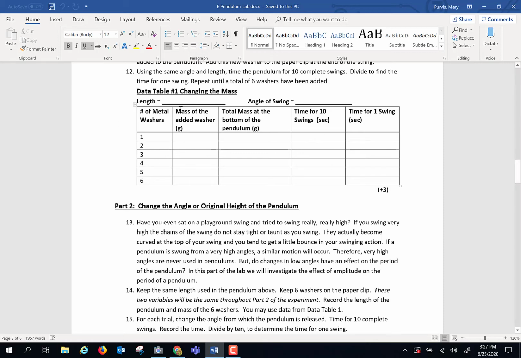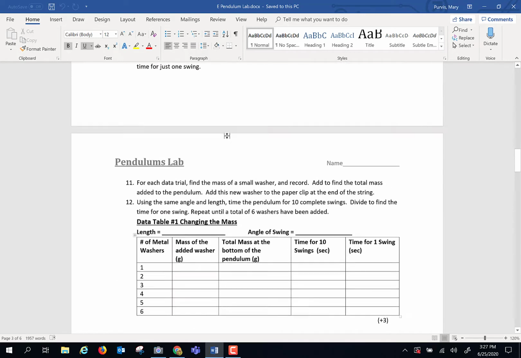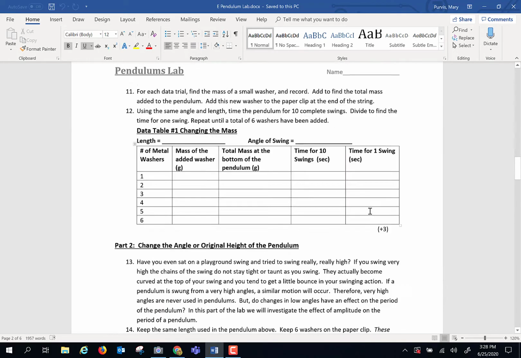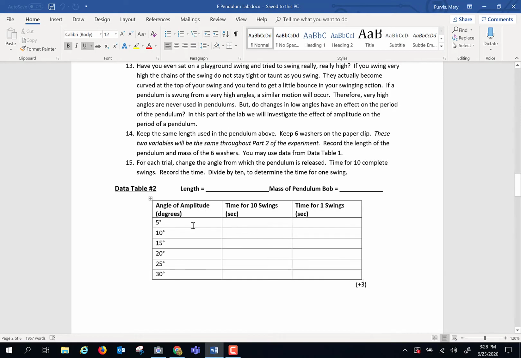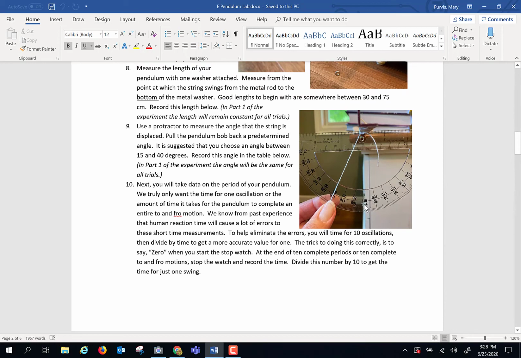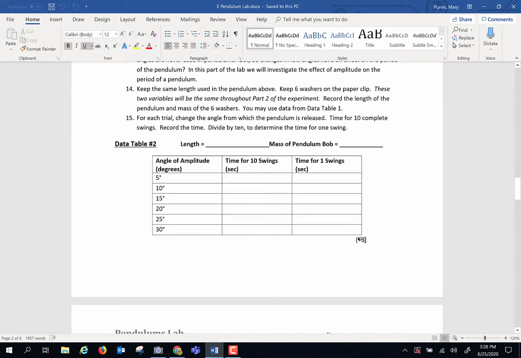So the first part of the lab, you're going to change the mass hanging on the end of the pendulum. The second part of the lab, you are going to change that angle. So if you swing it from a little angle or swing it from a big angle, what effect does that have? So I'm going to ask you to start with a small angle, 5 degrees from vertical, really small angle at 5 degrees from vertical, time for 10 oscillations, and then find the time for 1 swing.